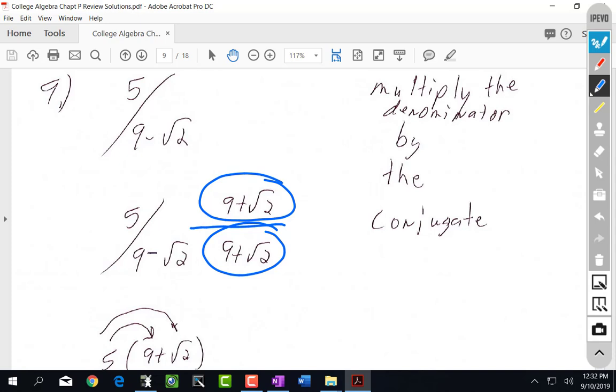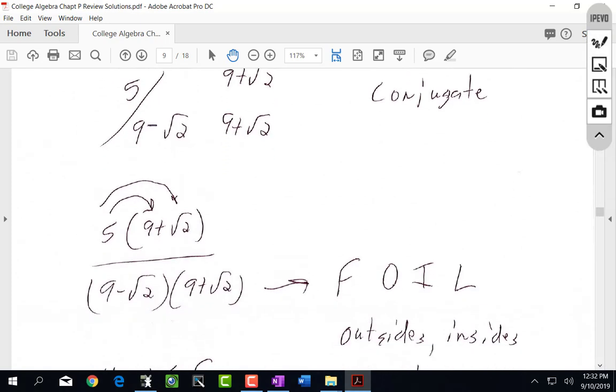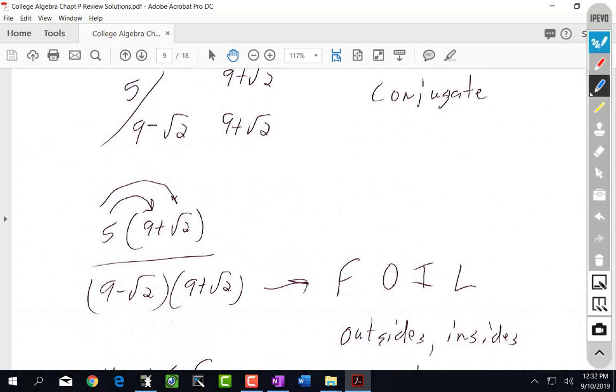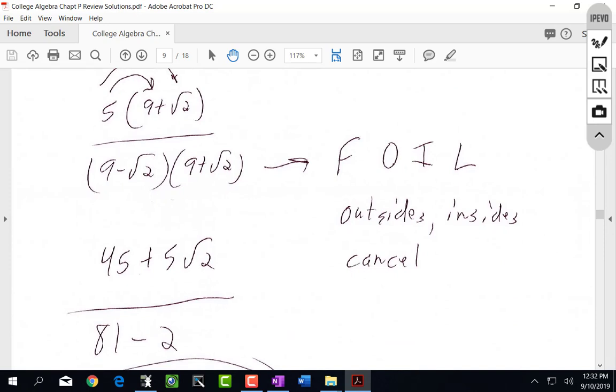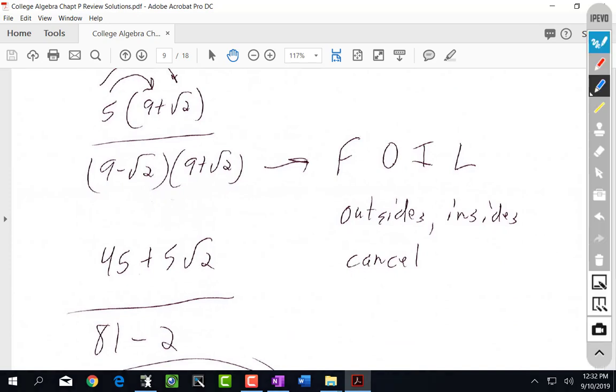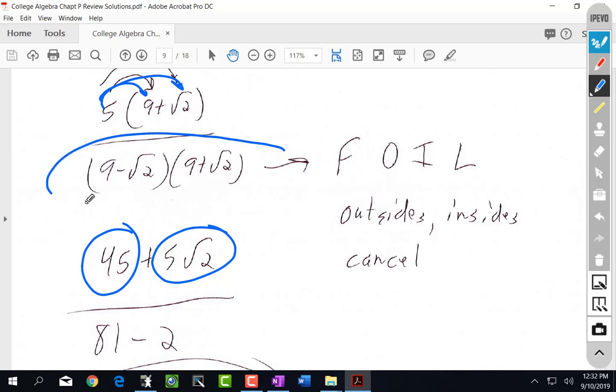So now that I'm multiplying by 9 plus the square root of 2, I'm going to distribute that 5 on through. So I've got 5 times 9 and 5 times the square root of 2. And when I do that, that's going to give me 45. So 5 times 9 is 45. 5 times the square root of 2 is going to be 5 square root of 2.